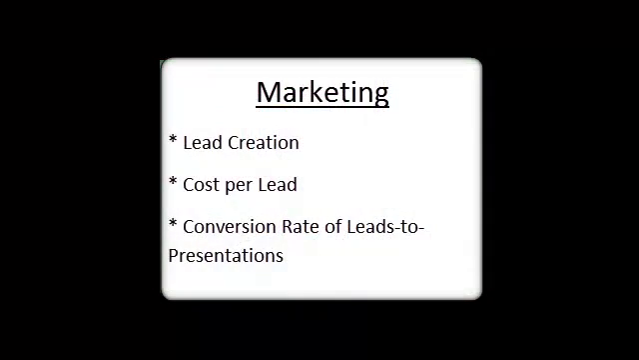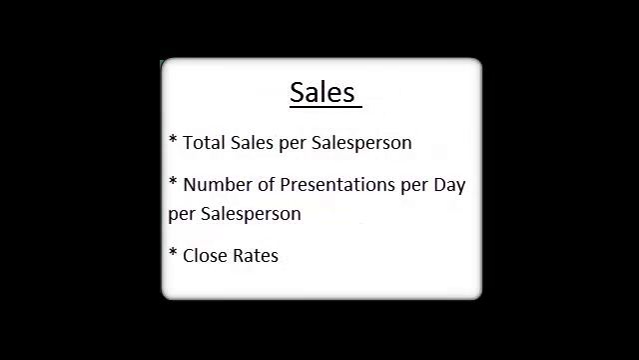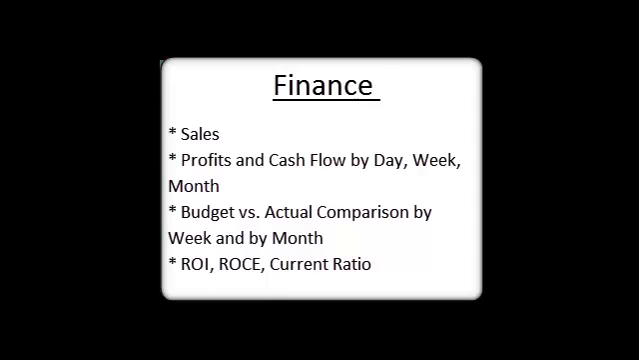This is done by creating some simple reports that track the 4 disciplines of your business: sales, marketing, operations, and finance. All of these disciplines must work in perfect unity for your plans to be successful. And here's a couple of examples of what you could track in each of these 4 categories. For marketing, you could track lead creation, cost per lead, and your conversion rate from leads to presentations. For sales, you could track total sales per salesperson, the number of presentations that each salesperson does per day, and their close rates. For finance, you could track your sales, profits, and cash flow, and you could do so by day, by week, or by month.